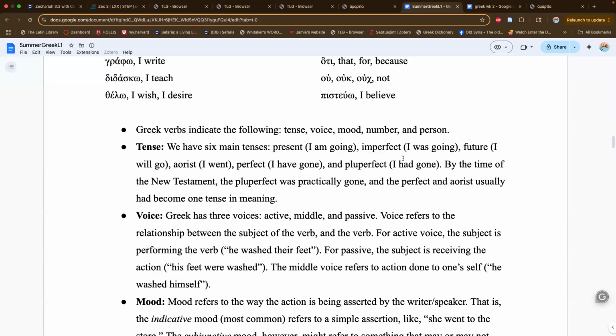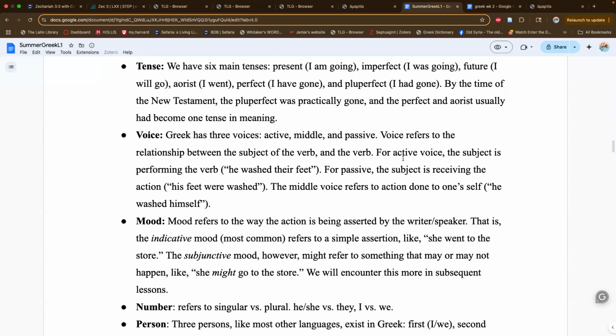Mood. Mood is one that might not be familiar to you immediately, but the basic idea of mood is the way the action is being asserted by the writer. So what this means is the difference between a simple assertion, which is called the indicative, so he walked, or maybe it's a question, will he walk? Or maybe I'm not sure, so I use what's called the subjunctive, which is like a maybe, maybe not. So like he should walk, but I don't know if he will.